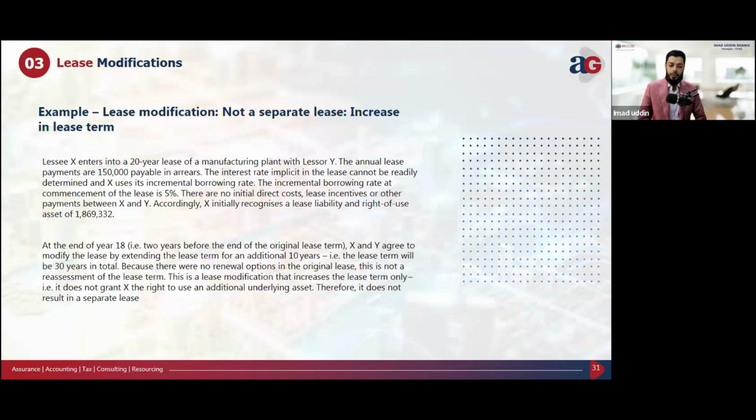So this was our initial scenario for this particular lease, but now we had a modification. This was initially a 20-year lease, but after the end of 18 years, we decided that it should be a 30-year lease. So we extended the lease by 10 years, and the lease term would now be 30 years. Now again, we are not leasing any additional asset here. We are only increasing the lease term, which means this cannot be treated as a separate lease. So what we have to do is remeasure the lease liability.